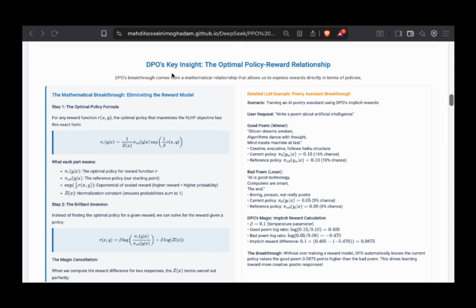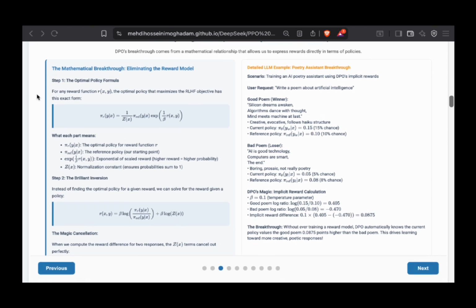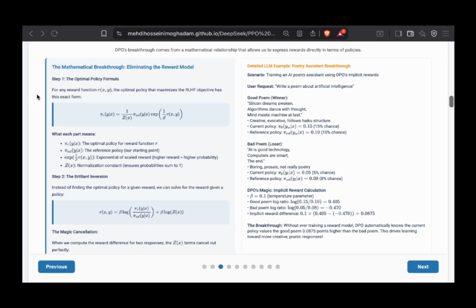So about DPO, what is the mathematical concept of it? Mathematically speaking, what we want to try to do technically is eliminate the reward model. Okay, but what does that mean and how can we do it? Step 1 is the optimal policy formula. So what is the optimal policy formula? For any reward function like r, the optimal policy to maximize the RLHF objective has this exact form.